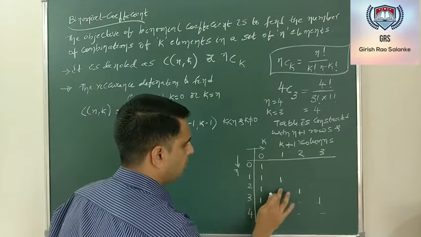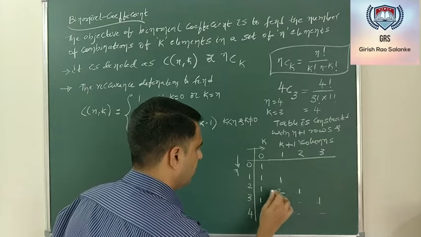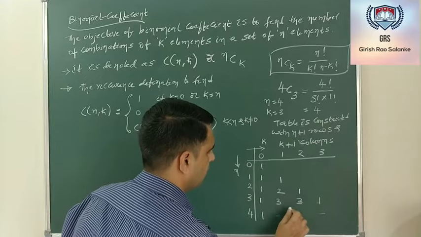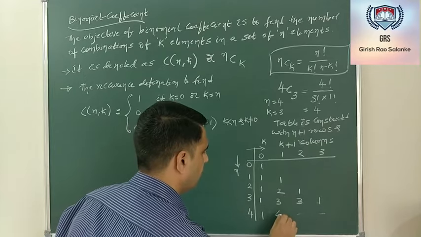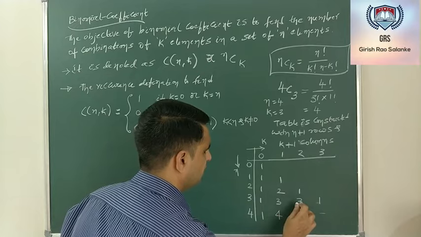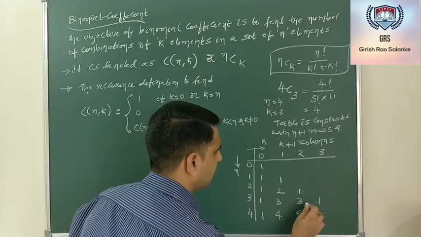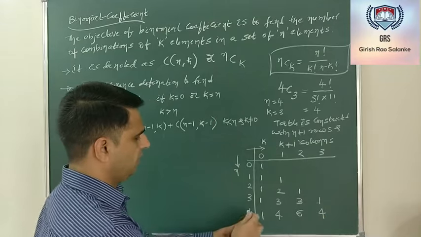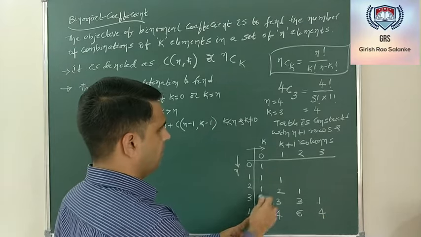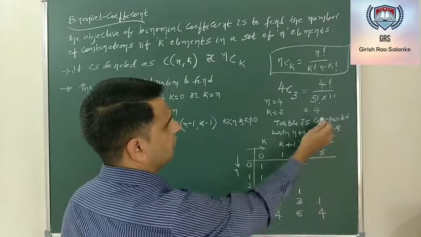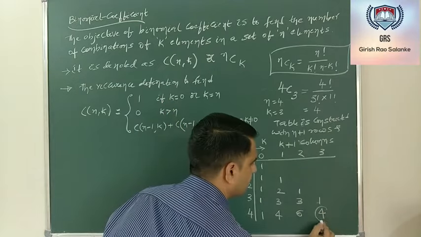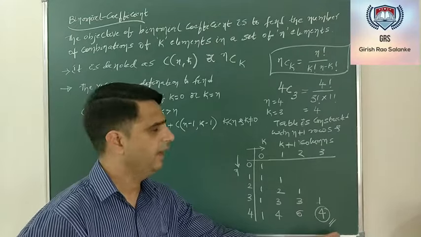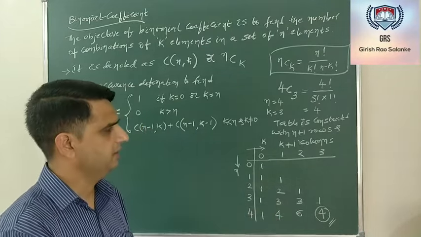So this value is 1 plus 1, 2. This value is 1 plus 2, 3. This value is 2 plus 1, 3. This value is 1 plus 3, 4. This value is 3 and 3, 6. And this value 3 plus 1, 4. So what is the value of C of 4 comma 3? C of 4 comma 3 is 4. That was our answer. This is how we build the table and apply it to get the solution.